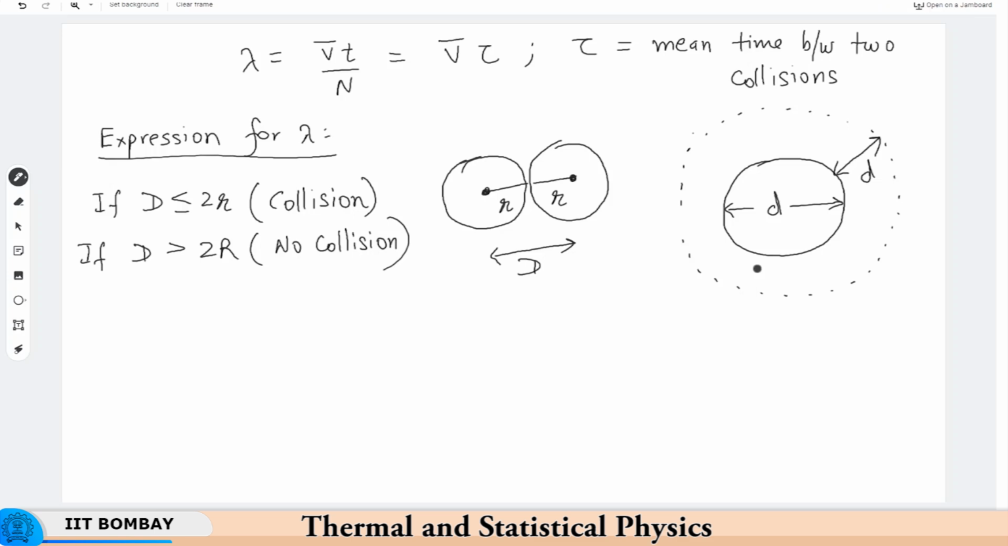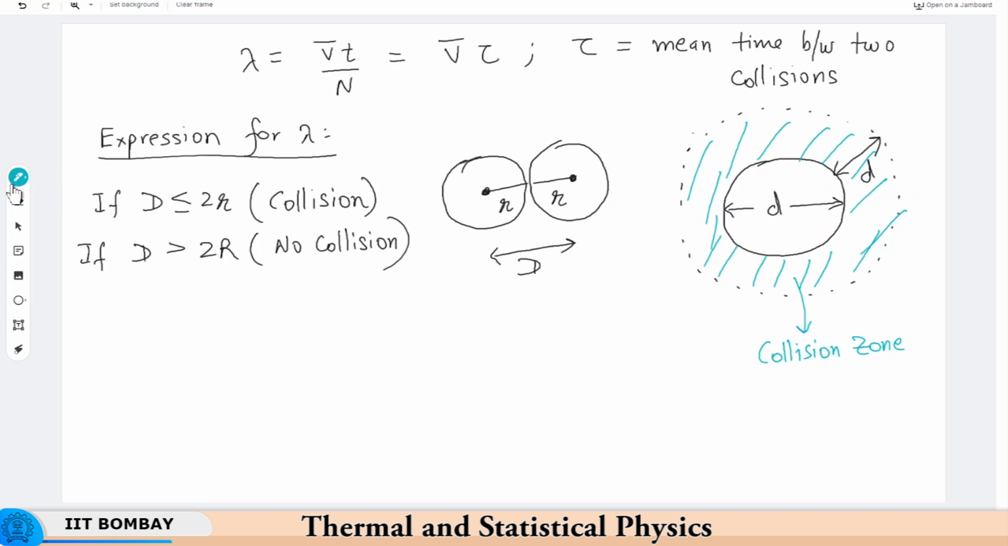So, what I am saying is there is a zone associated with every gas molecule which has a thickness d, right, where if there is another gas molecule in that zone, it will undergo a collision, right. So, this is the collision zone. So, now remember, this gas molecule is moving in the medium with the collision zone of d, right.